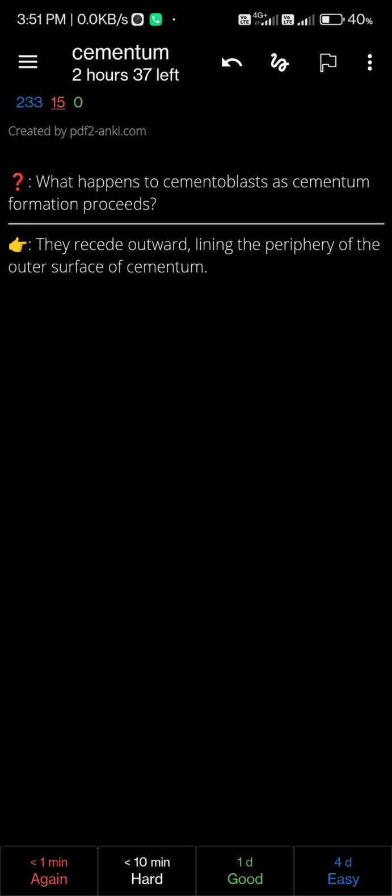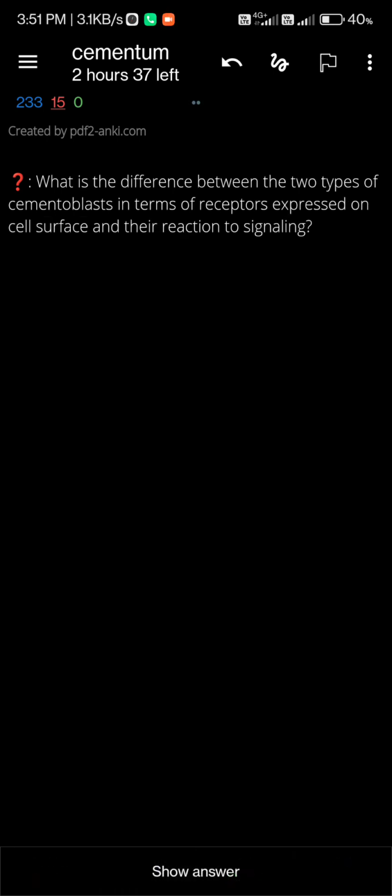The cementoblasts line the periphery of the outer surface of cementum.